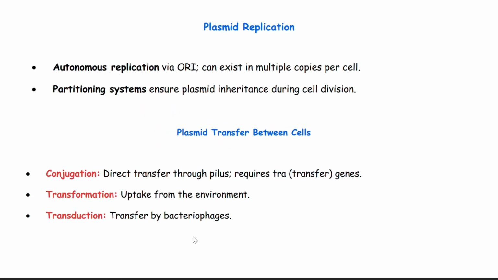In nature, plasmids copy themselves on their own and have systems to make sure they pass into new cells when the bacteria divide. Plasmids can also spread from cell to cell in three main ways. Conjugation is a direct transfer through a small bridge called a pilus. Transformation is when a cell picks up plasmid DNA floating in the environment. Transduction happens when a virus carries plasmid DNA from one cell to another.